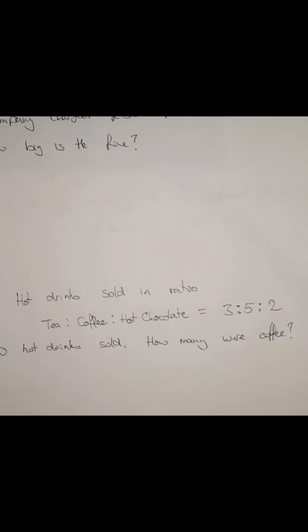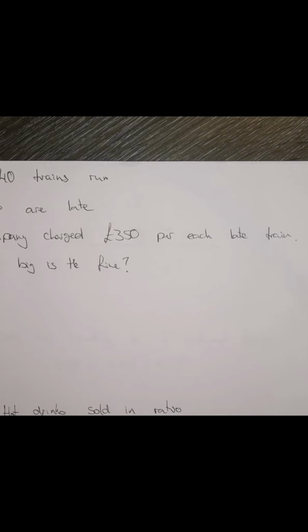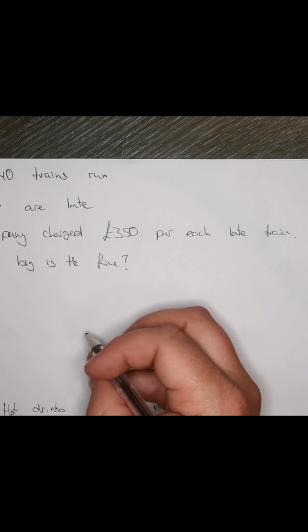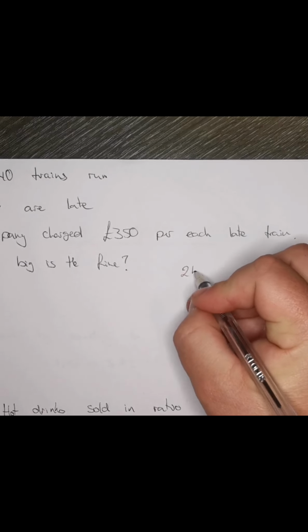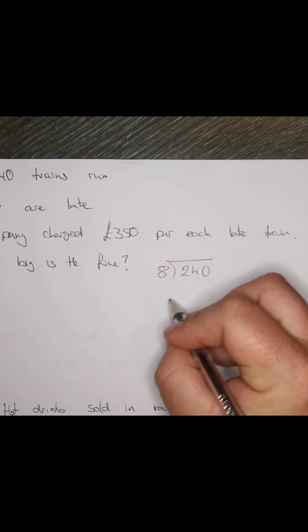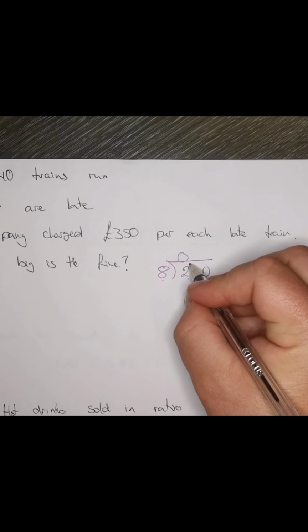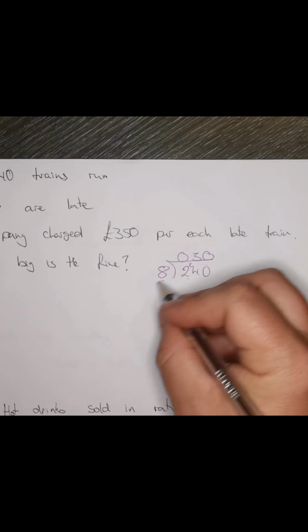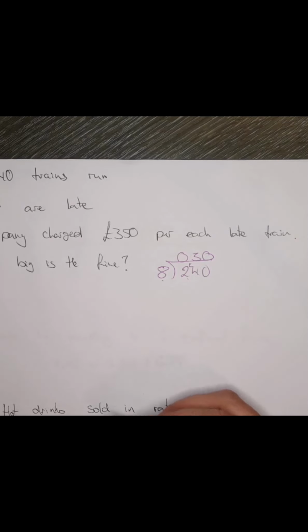Right, 240 trains a run. Sorry, there we go. An eighth of them are late. A company has charged 350 quid per late train. How big is the fine? So first off, I want to find an eighth of 240. So I'm going to do 240 divided by 8. 8s into 2 don't go, carry the 2. 8s into 24 go 3 times. So I think that is 30 trains I've got that are late.